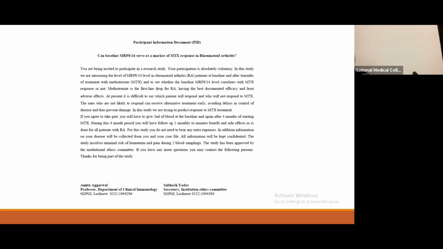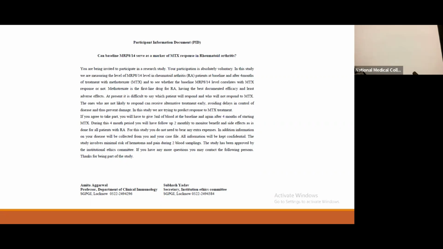In addition, information of your disease will be collected from you as well as from your file. So we are giving the information to the patient that we will collect some information from his file also. Actually, the patient's files are property of patient. All information of patient actually belongs to patient. When we say that all information will be kept confidential, because we said that its confidentiality has to be maintained.